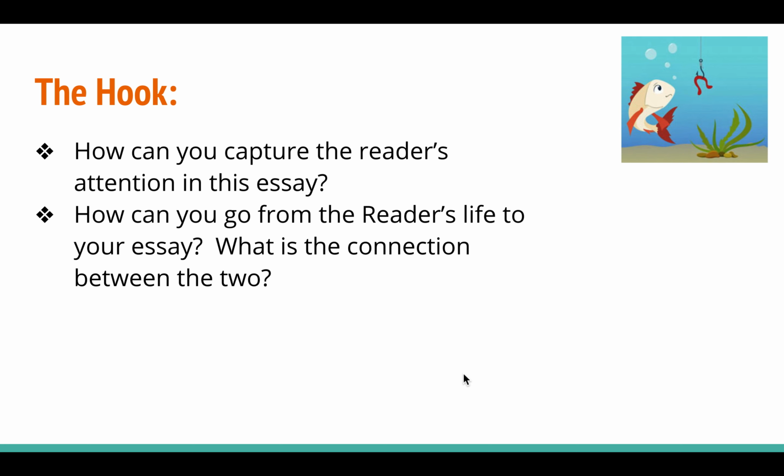Okay, let's talk about the hook, right? A hook in English, the word hook is this little thing here that you see that is carrying the worm that the fish really wants to eat, right? So just like a hook captures a fish's attention, a hook in an essay also needs to capture the reader's attention in the essay, and it needs to make the reader want to read more.